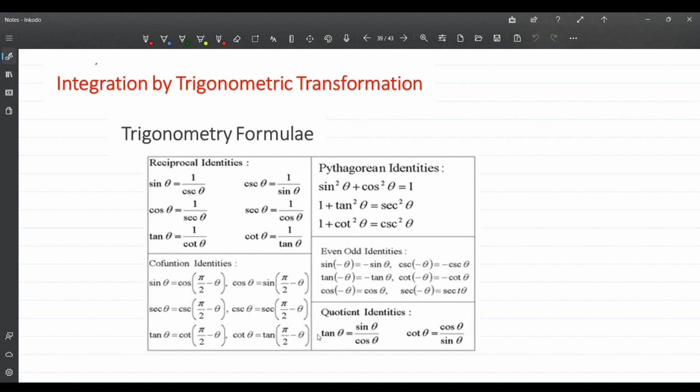You can see here, this one is also available here. Then cot theta is 1 upon tan theta. Then sec theta is 1 upon cos theta, and cosec theta is 1 upon sin theta. I will show some trick to remember it. There are six ratios: sin, cos, tan, cot, sec, and cosec. Okay, so the reciprocals are like this.